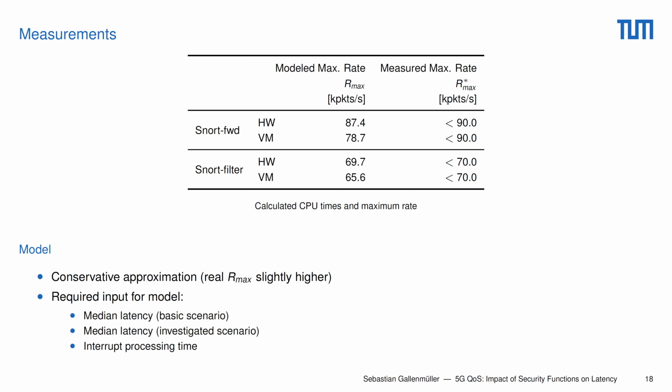What is quite nice about this model is that we require a low number of input parameters. We just need the median latency, which we get from our basic forwarding scenario. Then we need the median latency of the investigated scenario that we can calculate, and again we need the interrupt processing time of the operating system. And this is all we need to create a maximum predicted rate.